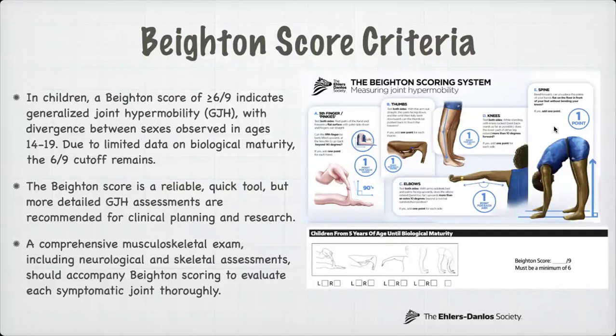I'm not going to get into details of how to do this because that is not the purpose of this presentation, but I just wanted to have a little reminder, and you can always double check this information on the Ehlers-Danlos Society's website if you need to. So let's say your child scores 6 out of 9 on the Beighton score. That is the minimum to indicate generalized joint hypermobility.